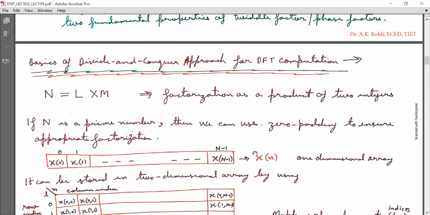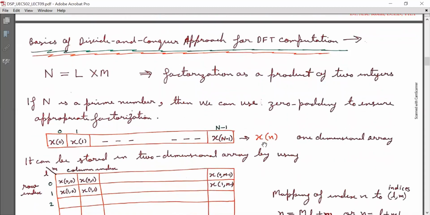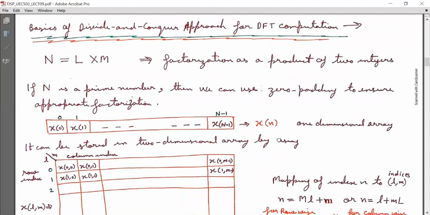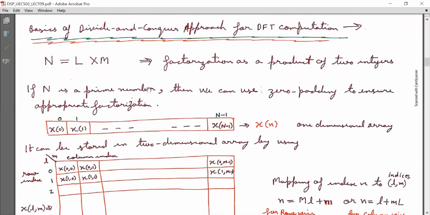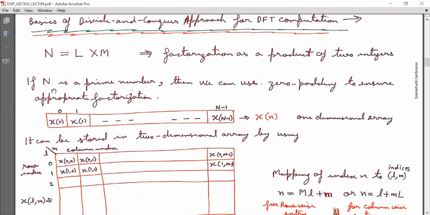Now the basics of the divide and conquer approach for DFT computation. This is the base of FFT algorithms. Now capital N, the number of points in DFT, is equal to L cross M, through factorization as a product of two integers, L cross M. If N is a prime number, then we can use a zero padding procedure to ensure appropriate factorization.